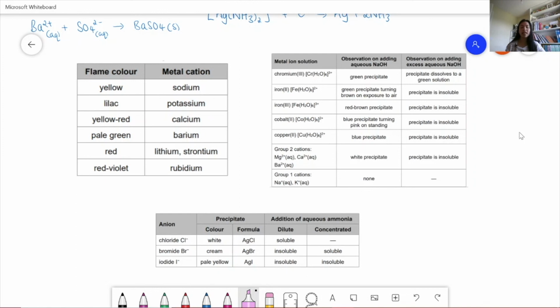And then finally, looking at the halide ion table, so we have a chloride ion, which will form a white precipitate. Bromide ion will form a cream precipitate, and the iodide ion will form a yellow precipitate. And then when we add dilute aqueous ammonia, the chloride is soluble whilst the bromide and iodide aren't soluble. And then when we add concentrated ammonia, we have that the bromide is soluble but the iodide is not.